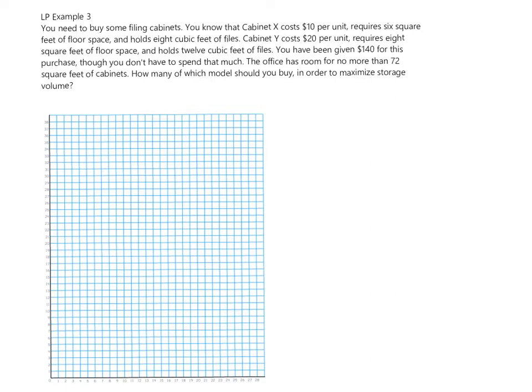We need to pay attention here because it says they want to maximize the storage volume. Generally when you set this up, our objective so far has been to find profits, to maximize profit. Here we're trying to maximize the volume. Notice that for each one of these problems, they give us a price, a square footage, and how many that each one can hold. So when we set this up, the X variable is cabinet X.